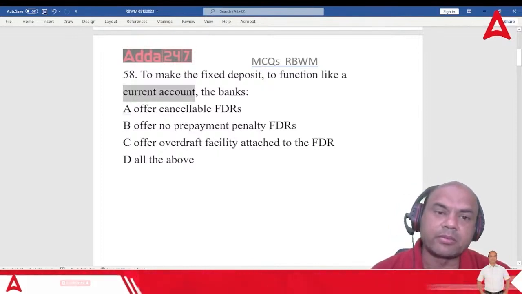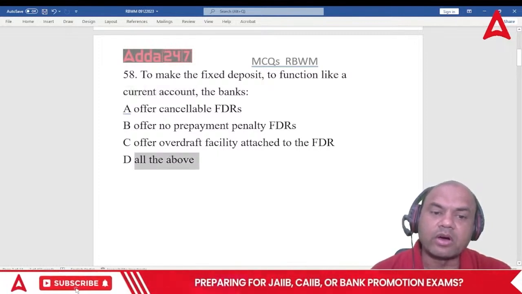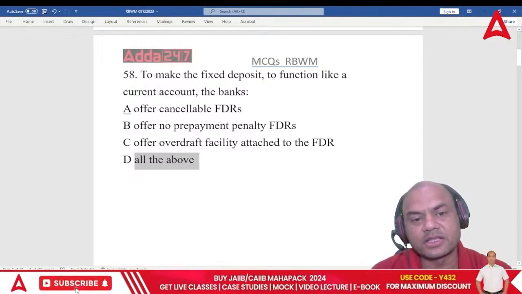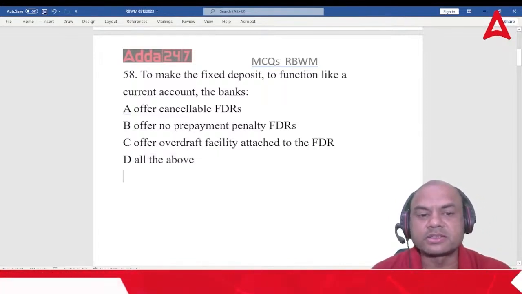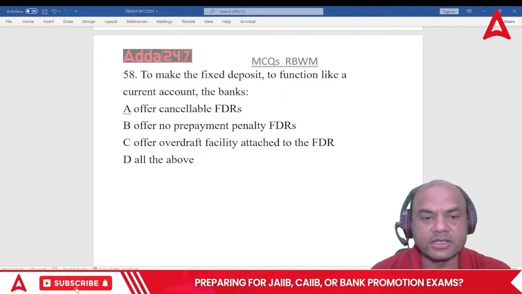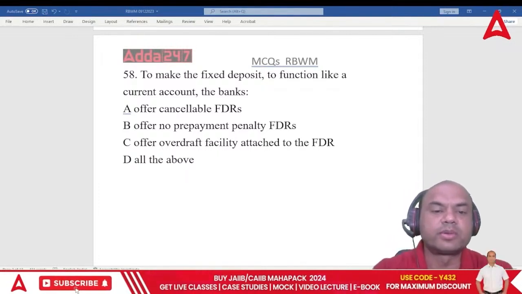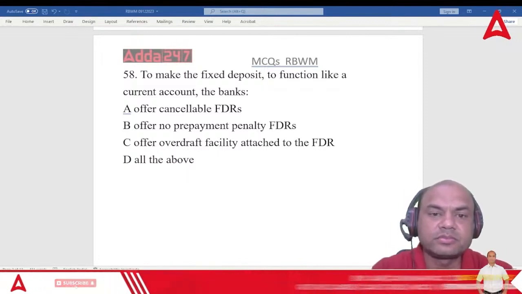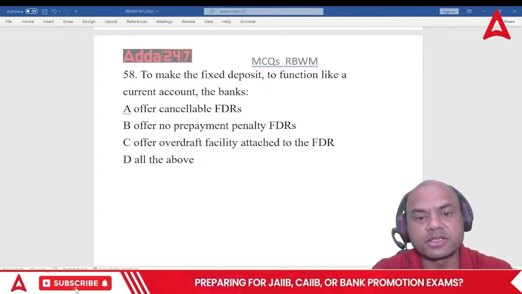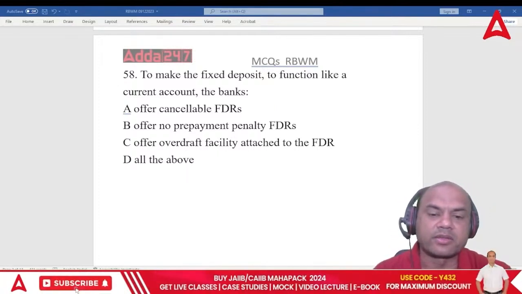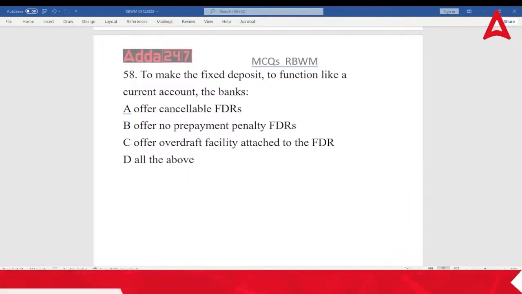Now this is again the problem. Whenever we see this all of the above answer, all of us feel that yes, generally, this is the answer, but no. This time, this is not the answer. All of the above is not the answer. Now, you think over it. Everyone think over it. What should be the answer for this? To make the FD function like the current account, what should be the answer? Everyone, think over it.